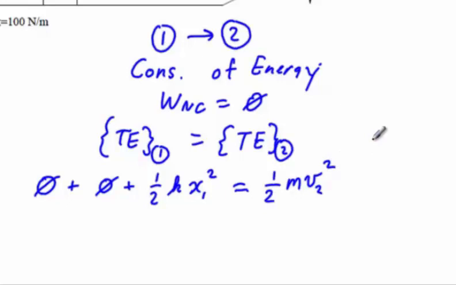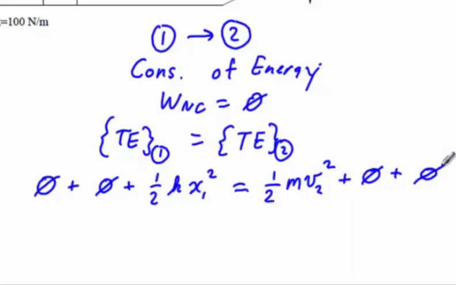We ask ourselves the question at moment 2, do we have gravitational potential energy? The answer is no. And at moment 2, do we have spring potential energy? Moment 2 is presumably so far from the original spring that the mass has lost contact with the spring, and so there is no longer any energy due to a compressed spring. This is our equation, and hopefully it only has one unknown.